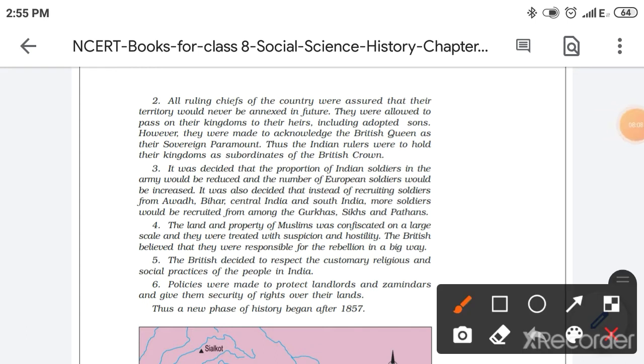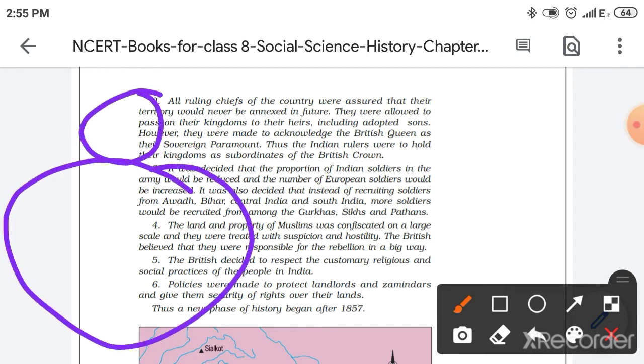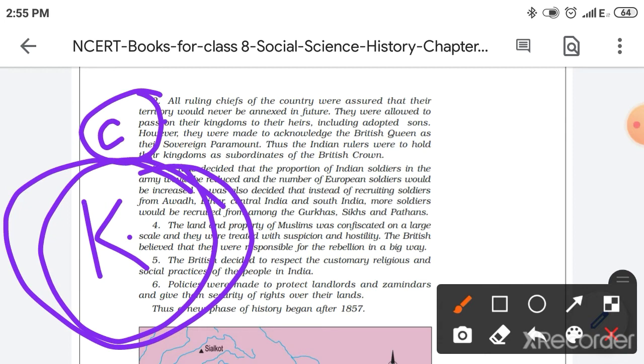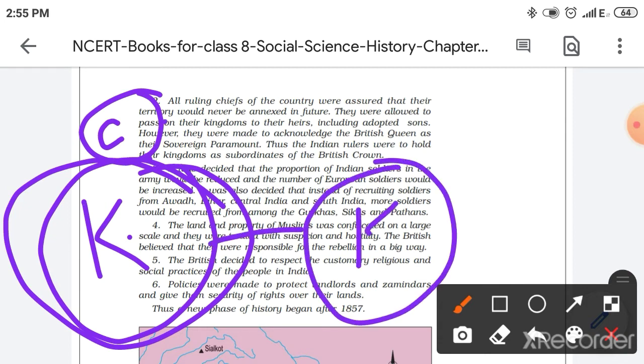What is the second thing? Now the chiefs have their kingdoms. These are their kingdoms. These chiefs can pass this kingdom to their sons or to their heirs. And now adopted sons are also qualified. They are not illegal, they are legal now. So the kingdom can be passed to the chief's sons or heirs and adopted sons also.